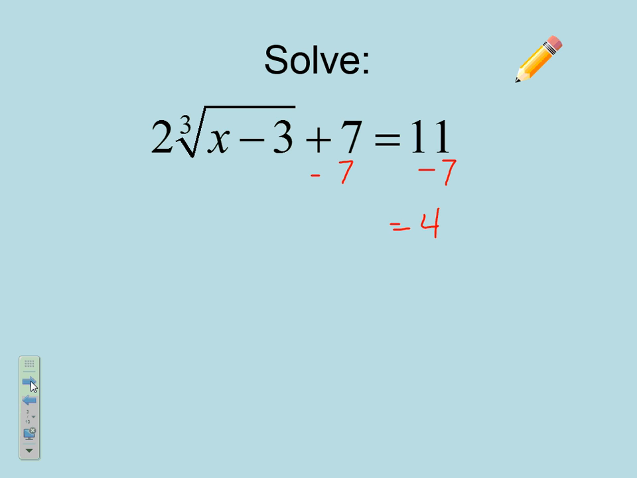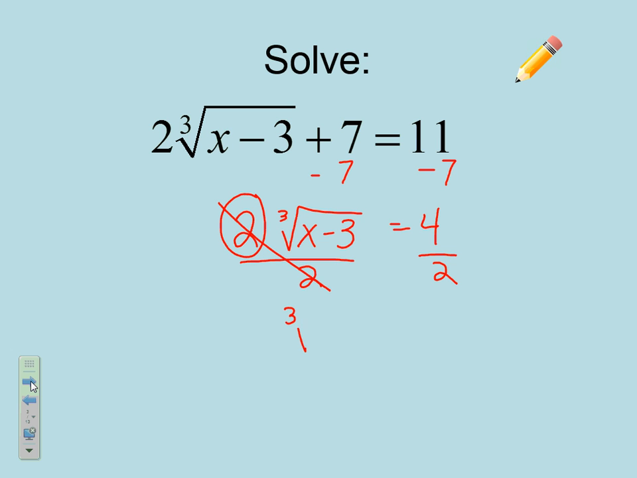11 minus 7 is 4. I'd have 2 cube roots of the quantity x minus 3. Now I can't get inside there to add the 3 because that 3 and the x are both trapped inside the cube root sign, so not yet. But I notice that there's a 2 in front of the cube root sign. What is that 2 doing with the cube root? Well, it's multiplying because there is no other operation there. So we go ahead and we divide now by 2. And I'd have the cube root of x minus 3 equals 4 divided by 2, which is 2.